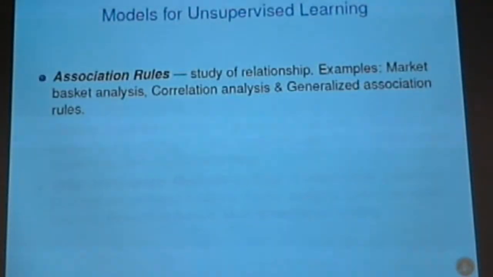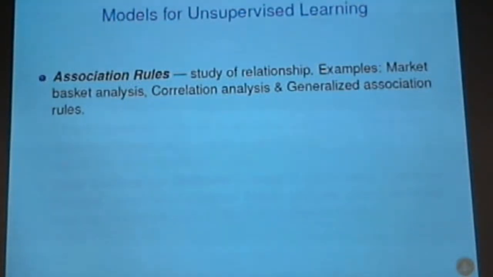Now these are some models for unsupervised learning. Association rules. This is the study of relationship. For example, market basket analysis. I guess in the future I'm going to briefly talk about this in class note 18 or 19. I forgot which one. And correlation analysis and generalized association rules.